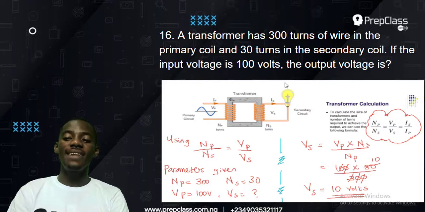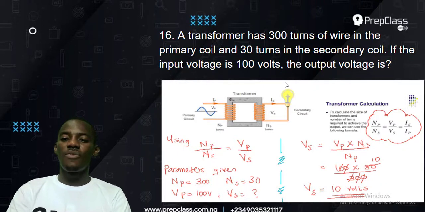NP over NS equals VP over VS equals IS over IP. That means number of primary coil windings or turns over number of secondary turns equals primary voltage over secondary voltage equals secondary current over primary current. So I'll come again. That's primary turns over secondary turns equals primary voltage over secondary voltage equals secondary current over primary current. If you know that formula, you can answer any question on transformers, and that formula is what you should really master to answer this question.